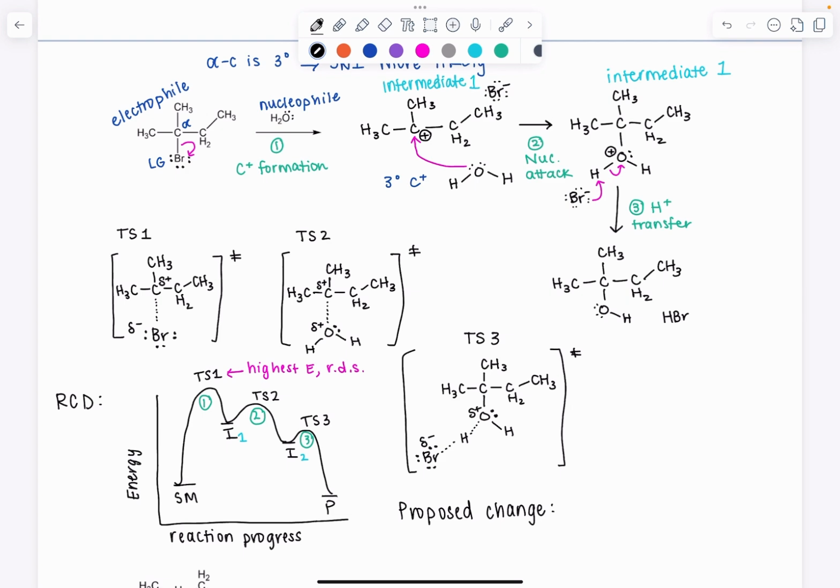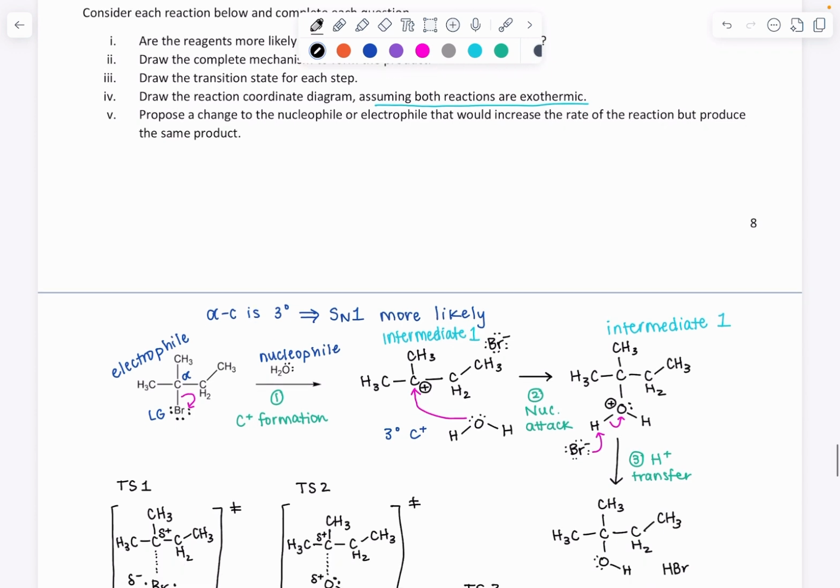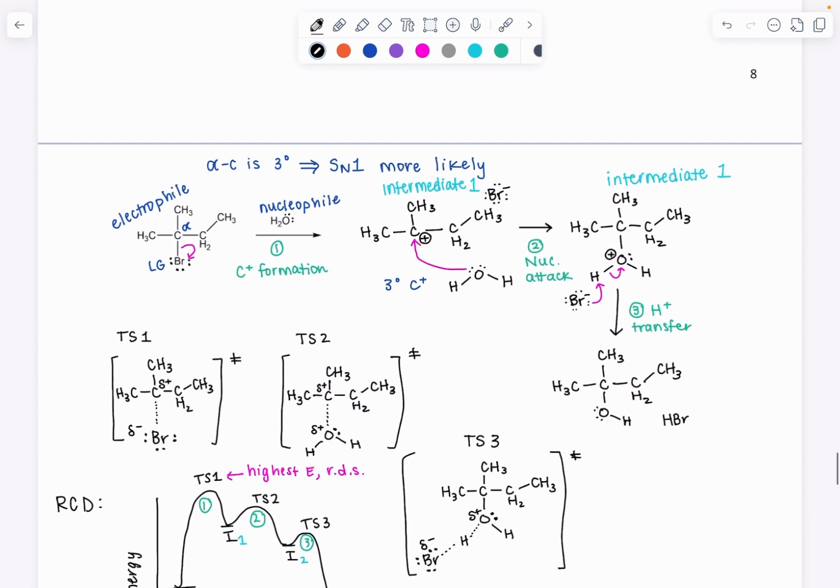The question was, just to go back and review, propose a change to the nucleophile or electrophile that would increase the rate of the reaction but produce the same product. So we want to make sure whatever we change, we're still going to end with this final product. One thing that we can do is change the leaving group.